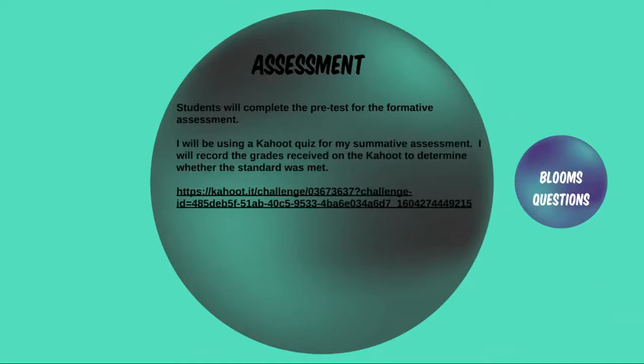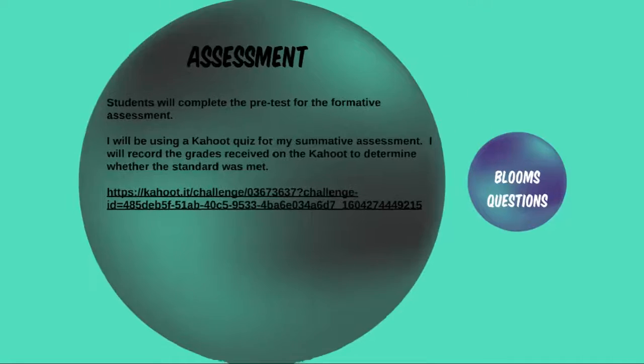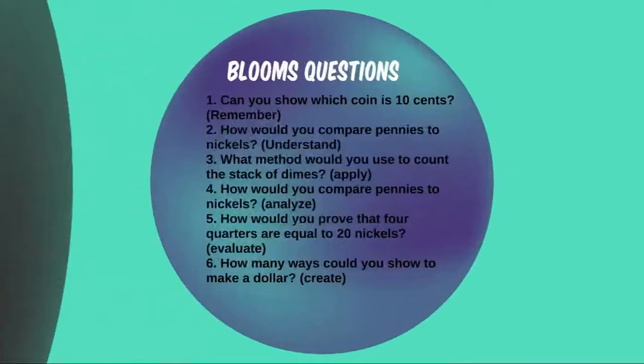I chose to do a pretest in the form of a paper, and I also am going to use Kahoot for my summative assessment. Usually it's backwards, but I was able to include my Bloom's questions in my Kahoot, which were: can you show which coin is 10 cents? How would you compare pennies to nickels? What method would you use to count the stacks of dimes? How would you prove that 4 quarters are equal to 20 nickels? And how many ways could you show to make a dollar?